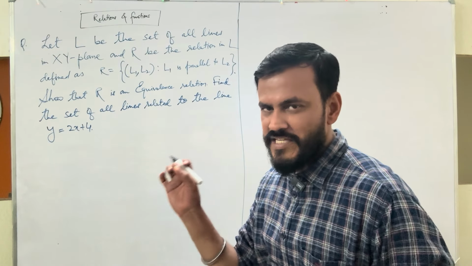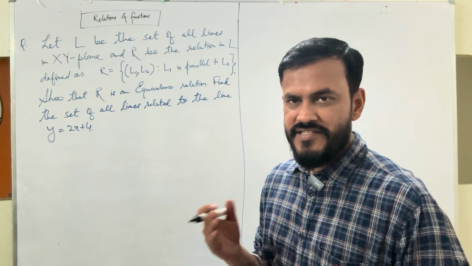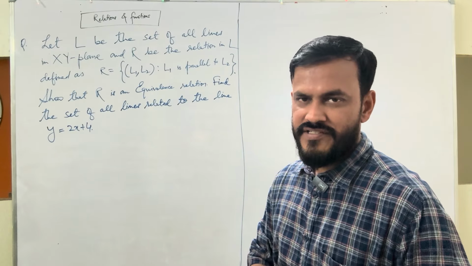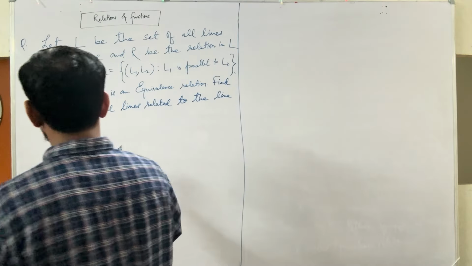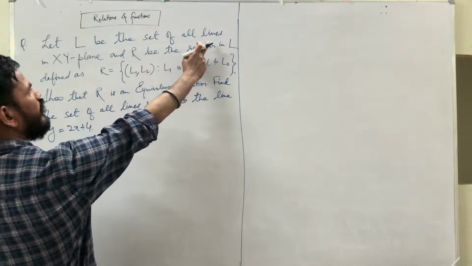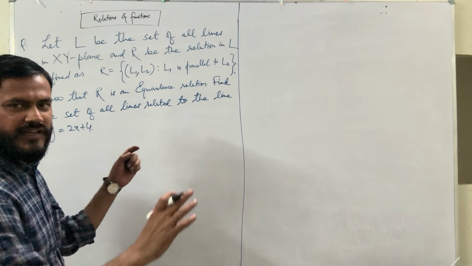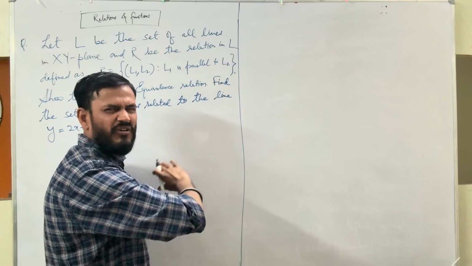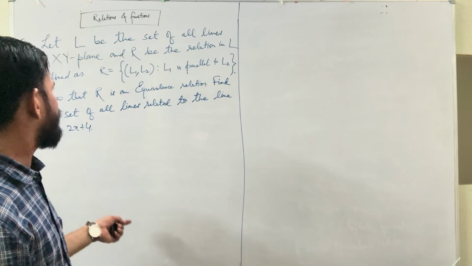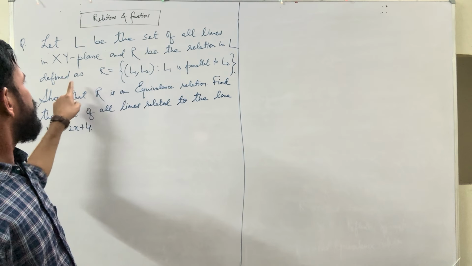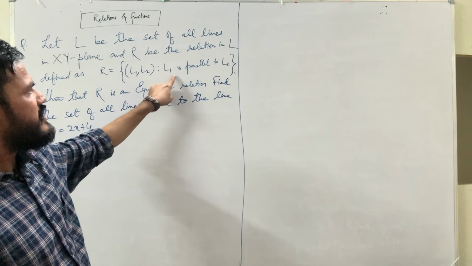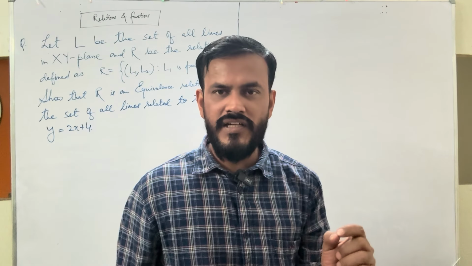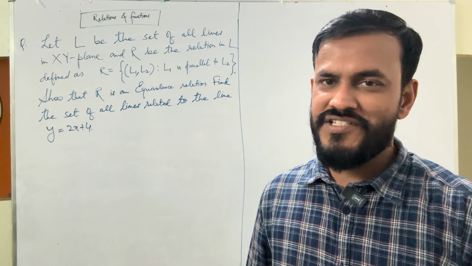I have taken a very simple problem on relations which will illustrate how to solve problems based on relations. So let us see this problem. The problem says let L be the set of all lines in the xy plane. So in an xy plane, which you can assume this sheet to be, there is a set of all lines, intersecting, non-intersecting, every line, and R be the relation defined as L1, L2 such that L1 is parallel to L2. So out of all the lines, we are taking only those lines which are parallel to each other.